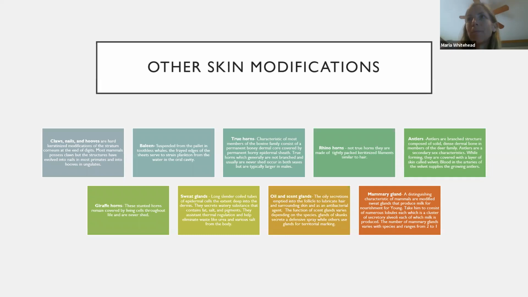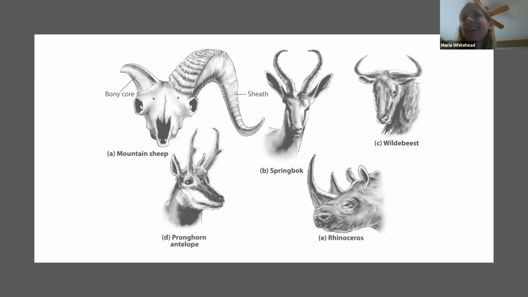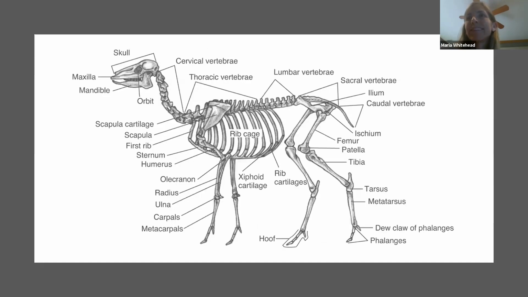Spend a little more time with some of these modifications. It's a lot. Here are representations of some of the different types of horns and antlers that we see. And moving on to the skeleton.